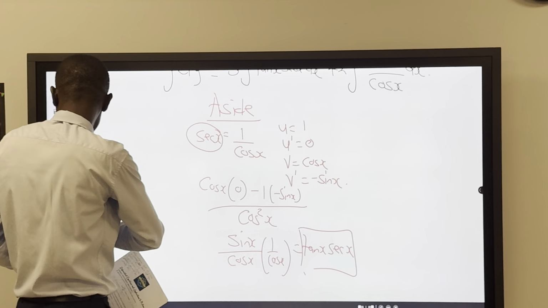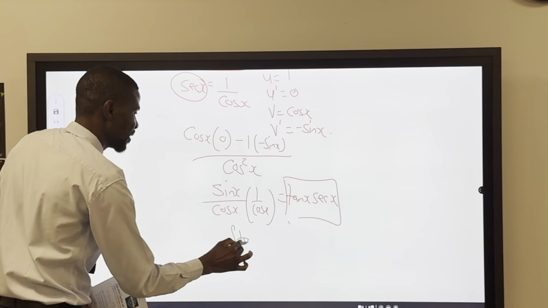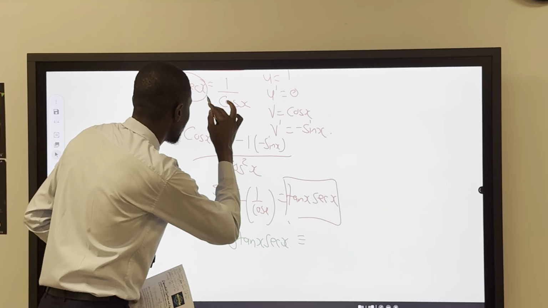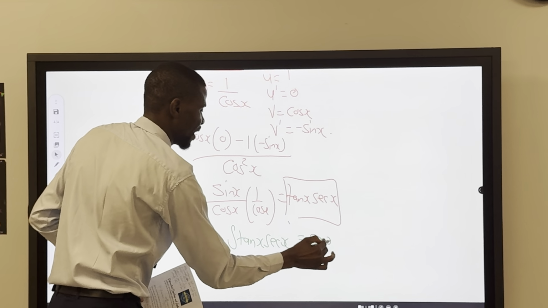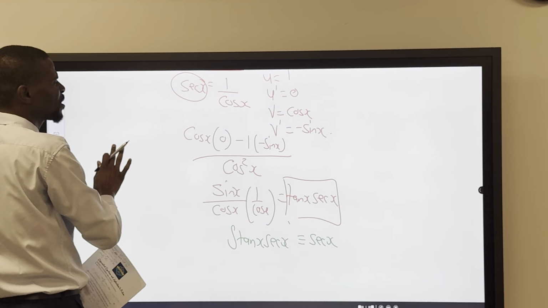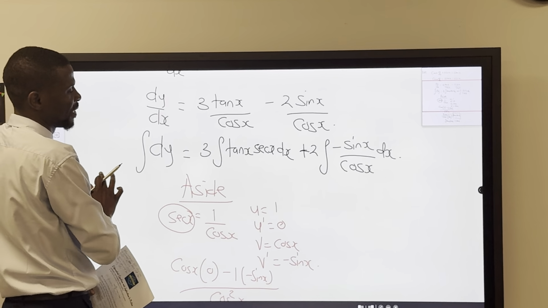So this implies that when we integrate tan x sec x, we must get sec x, right? Okay, so we are done with the first part. Let's go back to this part, right?